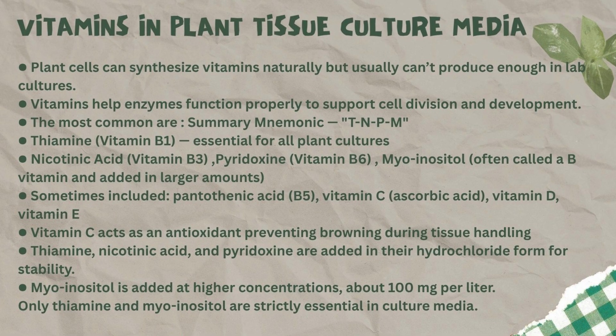Sometimes we also include pantothenic acid B5, vitamin C, ascorbic acid, vitamin D, and vitamin E. Vitamin C acts as an antioxidant, helping prevent the browning of tissue during handling. For stability, thiamine, nicotinic acid, and pyridoxine are added in their hydrochloride form. Myo-inositol goes in at higher concentration, around 100 mg per liter. But here's the bottom line: only thiamine and myo-inositol are strictly essential for a plant tissue culture medium to work well.